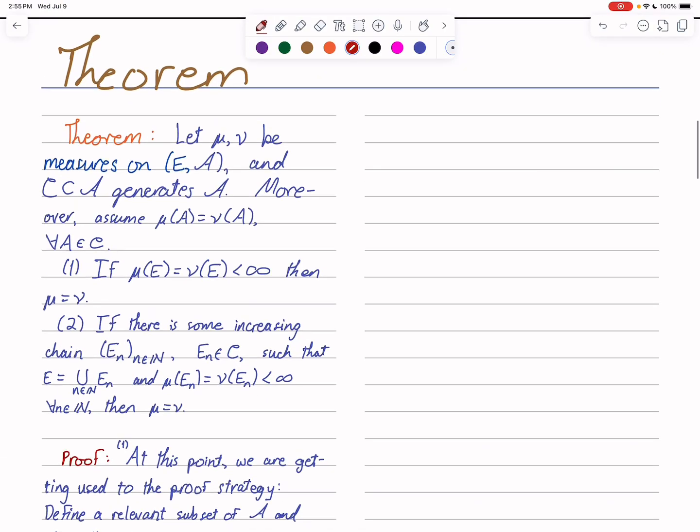And so what we're going to prove in this video is the following theorem, which effectively gives us a very useful sort of condition to decide whether or not some two measures are actually the same measure. And that's going to be important later on.